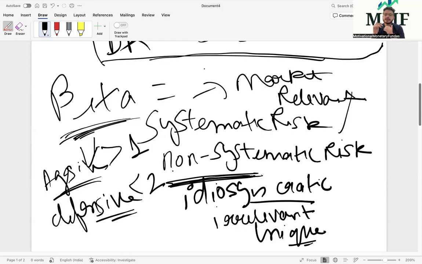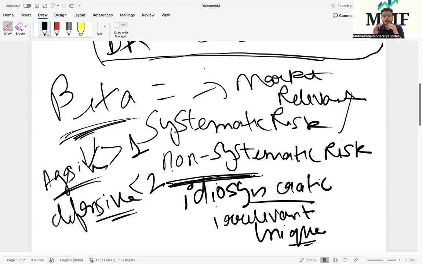So in a rising market, aggressive beta is good. But in a falling market, it can hamper the returns. For defensive beta, assume your beta is 0.5. So if the market is rising by 1%, your stock will only rise by 0.5%.